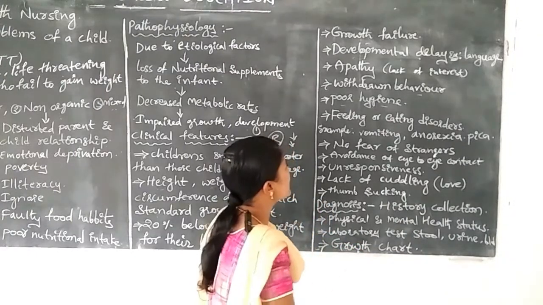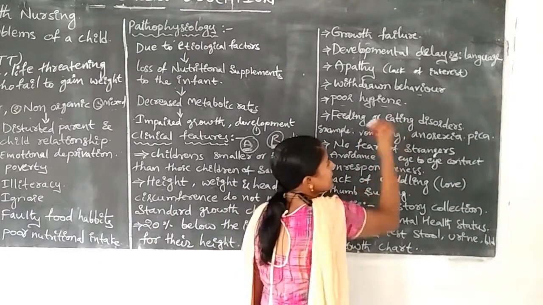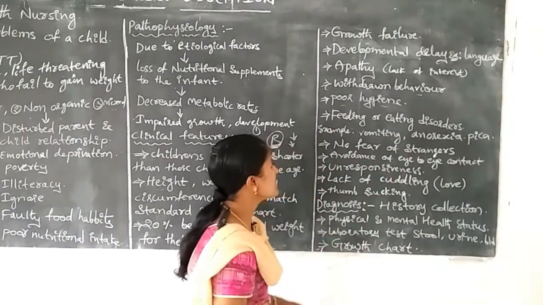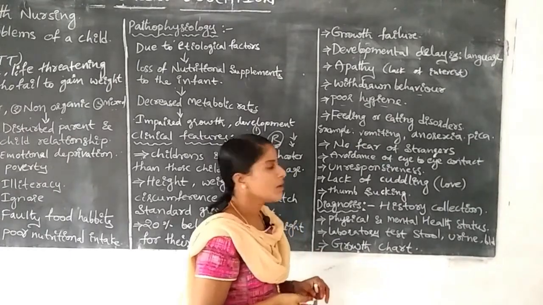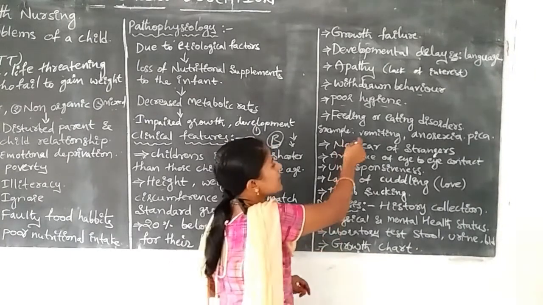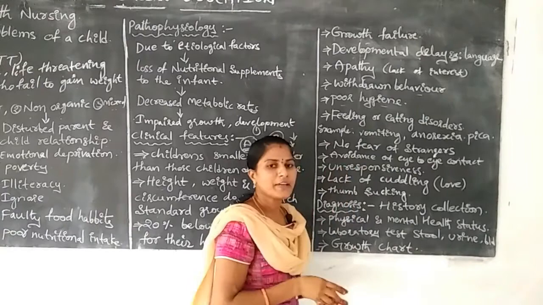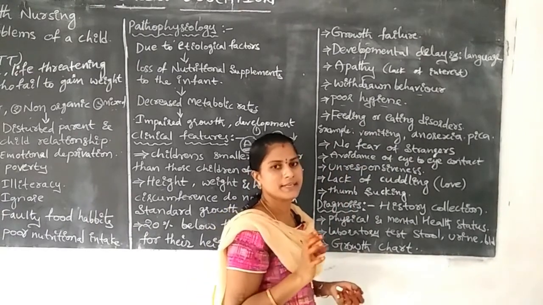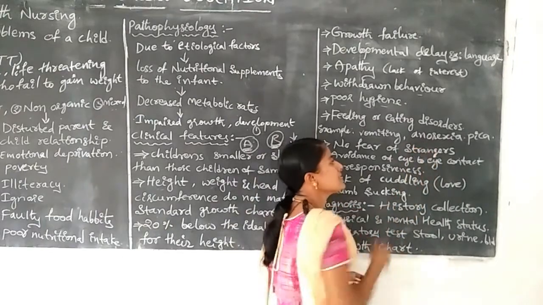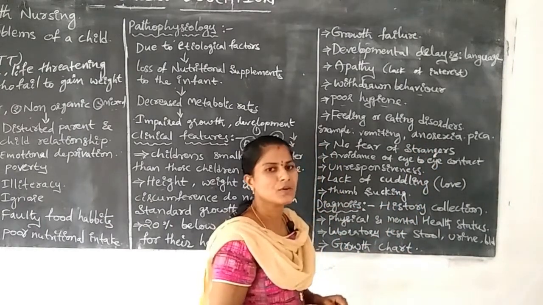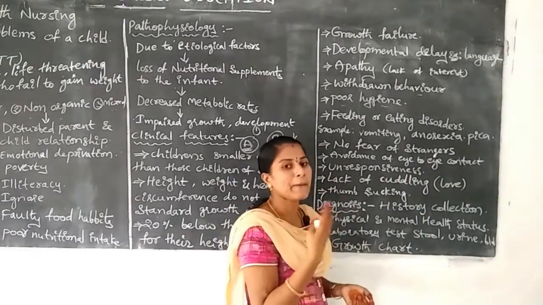Next is feeding or eating disorder. In this they do not maintain sufficient eating habits. For example, vomiting: after eating they immediately vomit. Or some infants have anorexia, meaning loss of appetite; they do not have sufficient appetite.